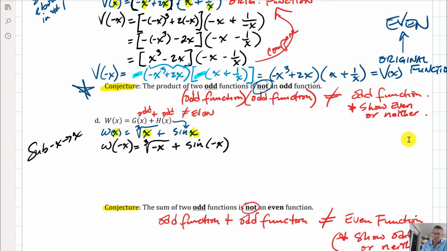And then you simplify. Step 2 is simplify. So step 2, simplify. Step 1, substitution. Step 2, simplify. Step 3, analyze. Okay, so here we go.